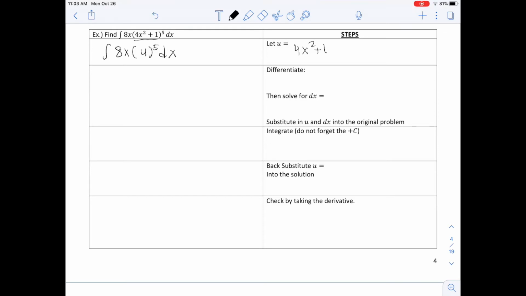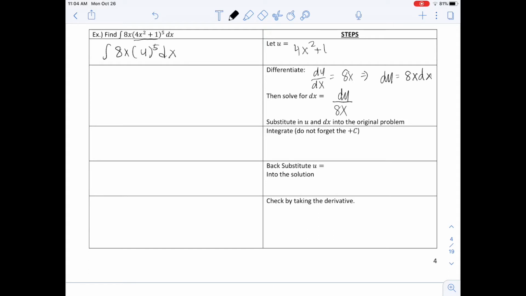So the next step says to find du from u. So what we're going to do is differentiate. We're going to take the derivative of u with respect to x. So that's du dx. Taking the derivative of our function up above, 4x squared plus 1, the derivative would be 8x. And I'm going to rewrite this as multiplying both sides by dx. It's going to be du is equal to 8x dx. So next thing that we need to do is to solve for dx. And to solve for dx, we need to divide by 8x. So dx would be equal to du divided by 8x.